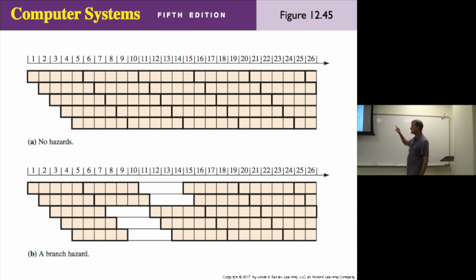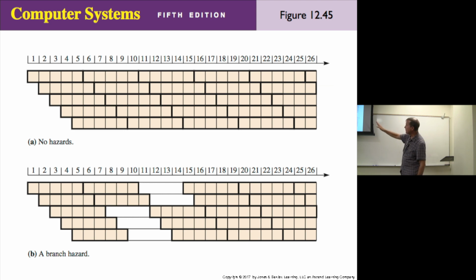Now, here's where it gets a little tricky. In part A, with no hazards, you see the leftmost instruction on the top line is the first instruction. The instruction below that, shifted a little bit to the right, is the second one, then the third one, then the fourth one, then the fifth one. And now here's the thing. We don't have room in the page to keep going down. So what happens is the second instruction on the top line is actually the sixth instruction. And then the next one is the seventh, and then the eighth, and the ninth. And then the tenth one is the second instruction on the bottom line.